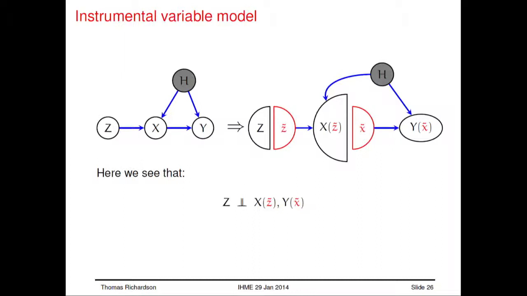Okay, so now if I apply this node splitting procedure, I split on z and I split on x, and then everything downstream from z gets labeled with z, everything downstream from x gets labeled with x. And then I can read off from the graph these two independencies, that z is independent of x of z and y of x.